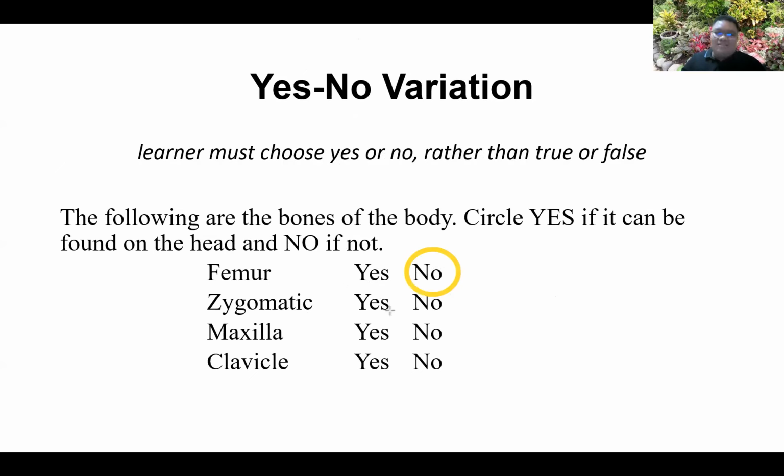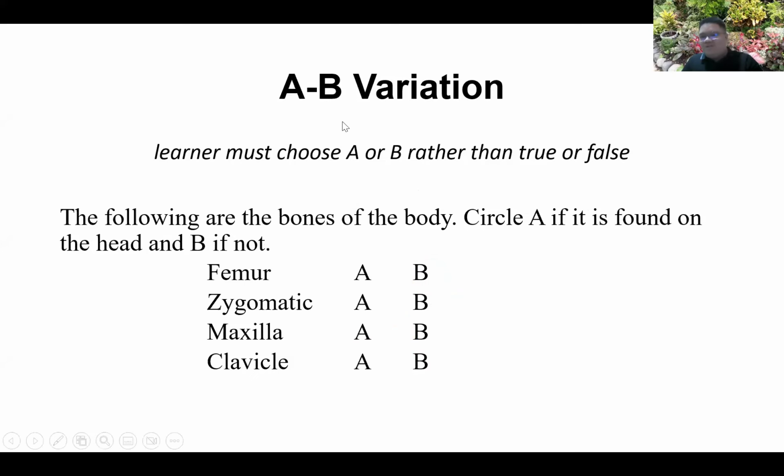Then zygomatic, that's on the head, yes. Maxilla is also on the head, yes. Clavicle is not on the head, so that would be no. Okay? Now, another type is you have your A-B variation. So instead of yes or no, nagiging A or B siya.